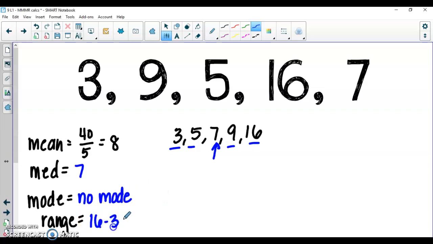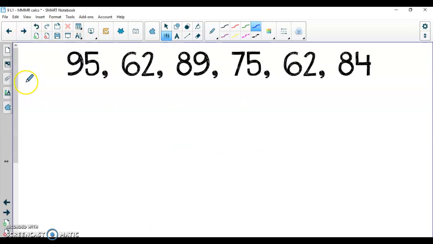16 minus 3, the biggest minus the smallest, and our range here is 13. I'm going to ask you to go ahead and write down this data set: 95, 62, 89, 75, 62, and 84.